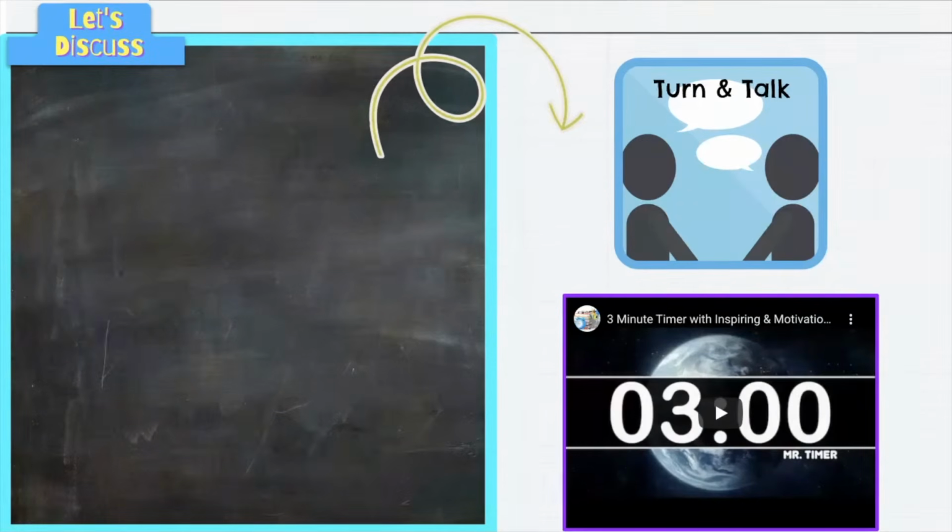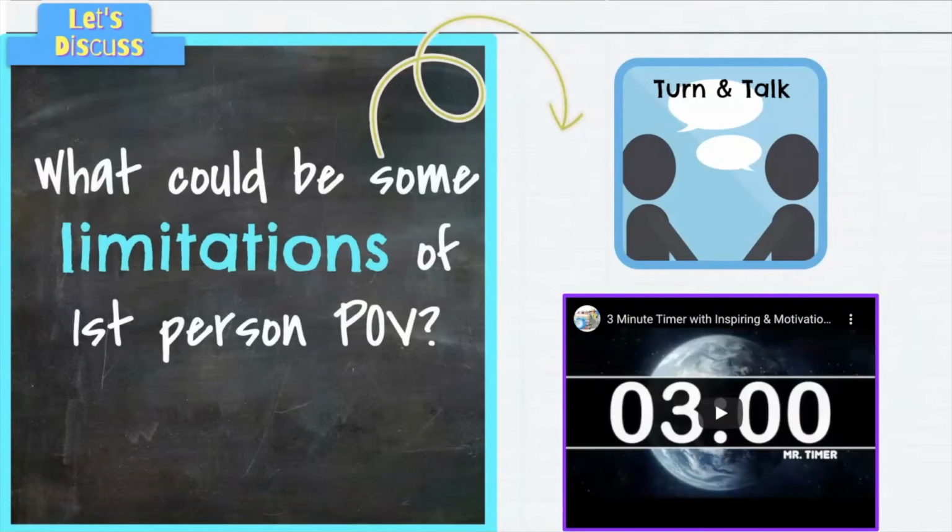So if you're with some people, you can pause and talk to them. If you're by yourself, that's great. Just pause and make some notes. But what I want you to focus on are what can be some limitations of first person point of view. So go ahead and click pause. What could be some restrictions that we have if the author chooses to use first person point of view?